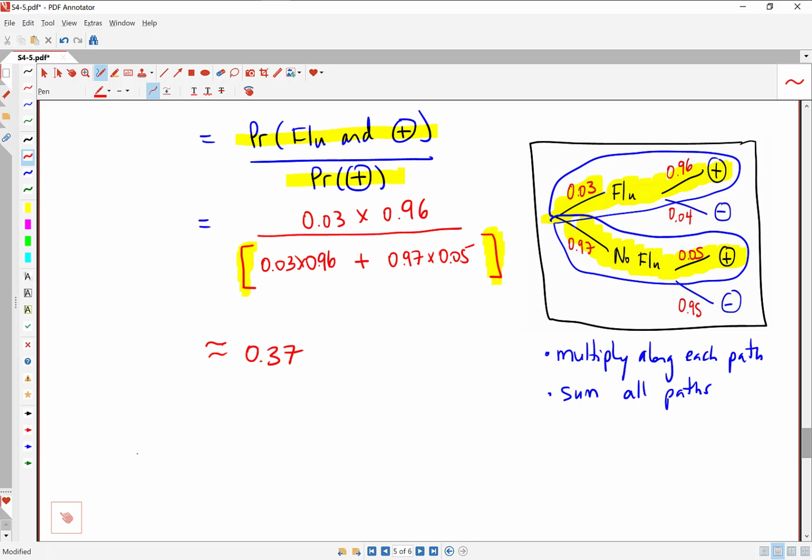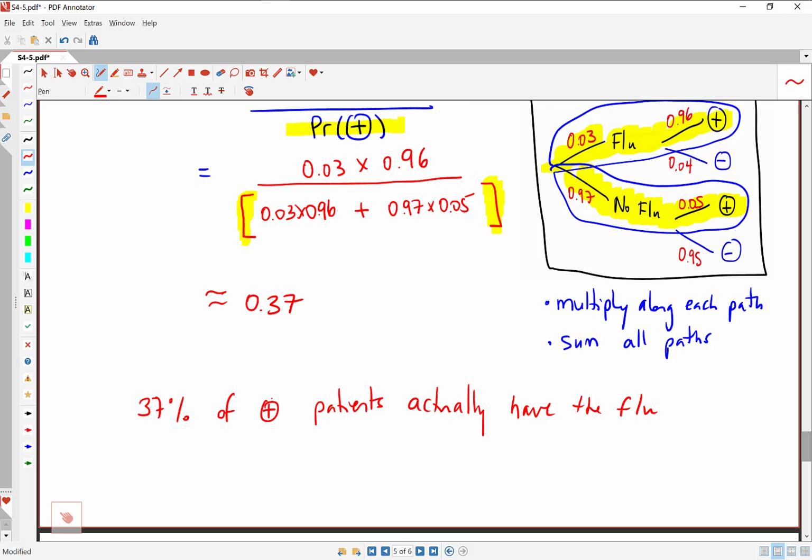So let's interpret that. That's 37% of positive patients actually have the flu. Now, does that seem surprisingly low to you? To me, that seems low. I would expect, okay, of positive patients, I'd be happy if, say, 90% of them actually had the flu or 95% of them actually had the flu. This number is quite low. So let's talk about why this number is so low in this context.